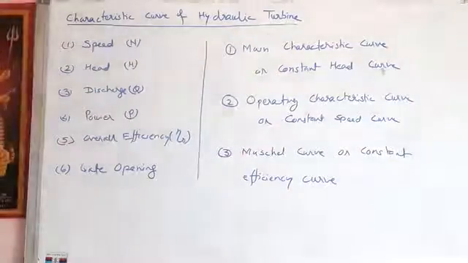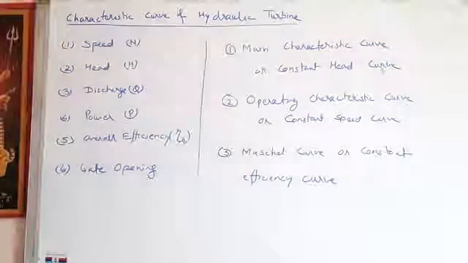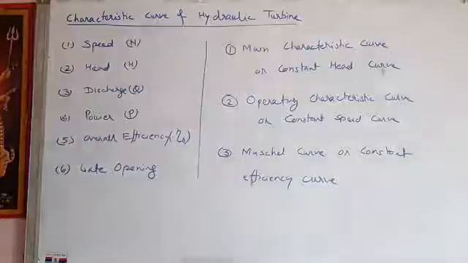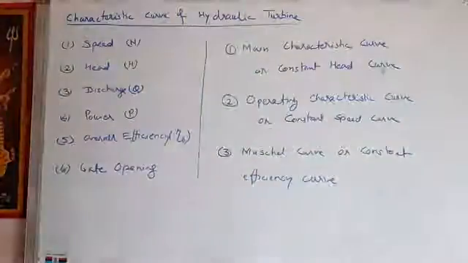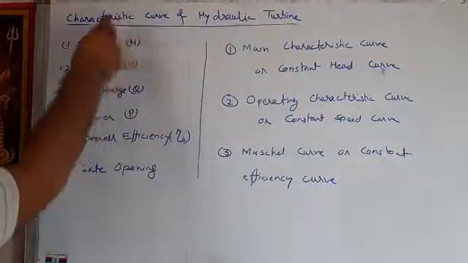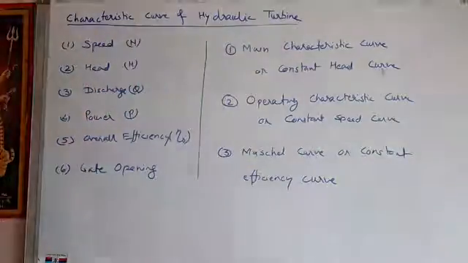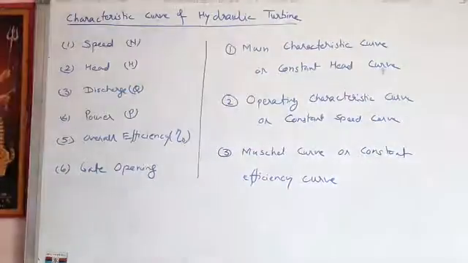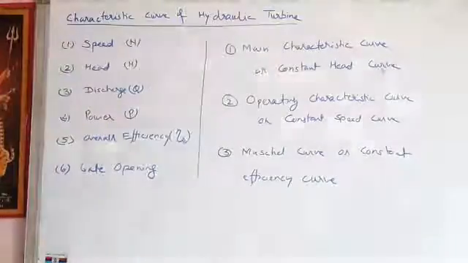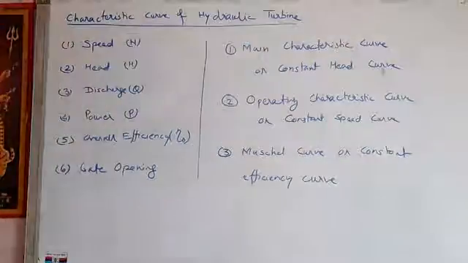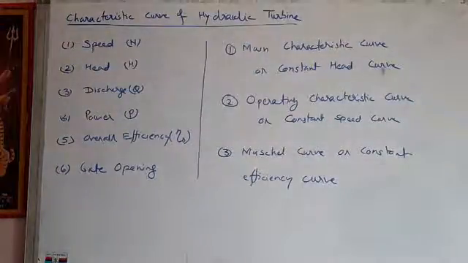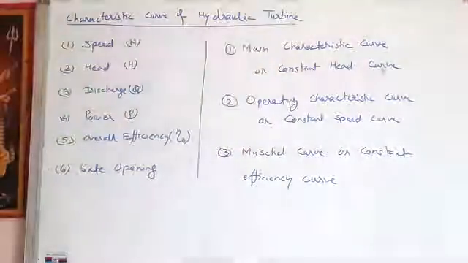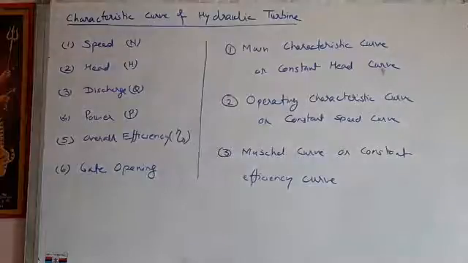Out of the above 6 parameters, 3 parameters, namely speed, head and discharge, are independent parameters. They are not dependent on any other. Out of the 3 independent parameters, 1 parameter is kept constant, say H.